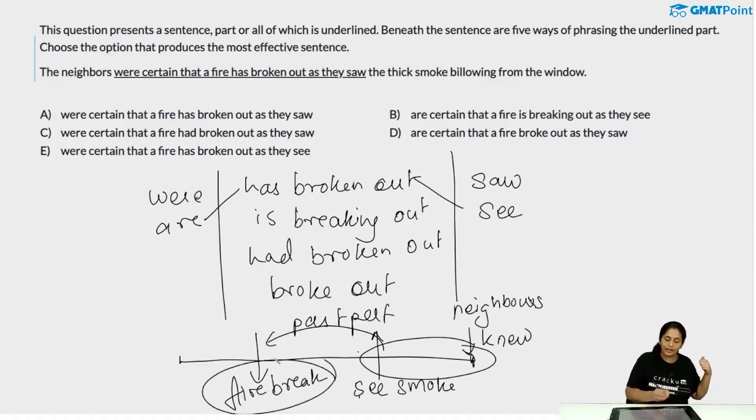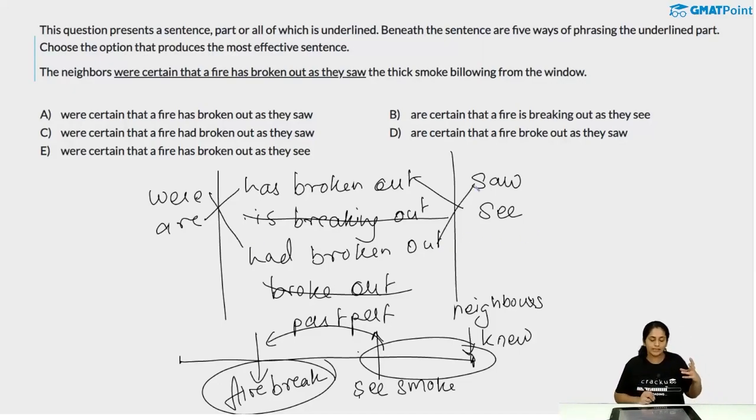So the fire breaking out has to be in the perfect tense, because it should predate them seeing, it should come before them seeing and knowing as such. So "is breaking out" is clearly wrong. "Broke out" is also clearly wrong, because it has to be in the perfect tense format as such. Therefore, you have "has broken out" or "had broken out". So we can have "were, had broken out, and saw".